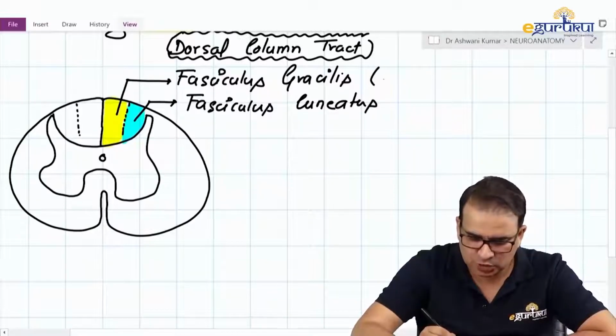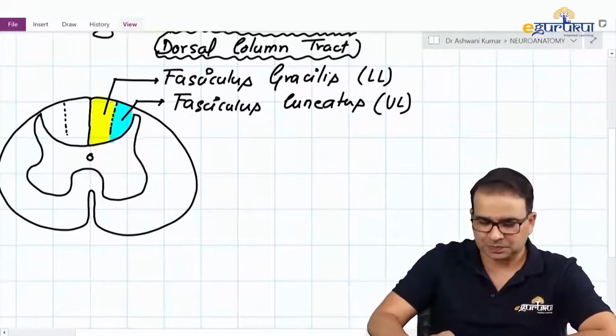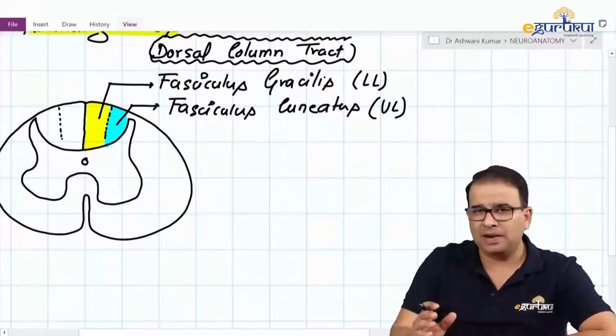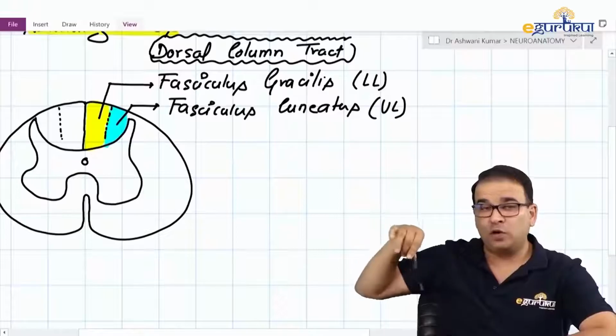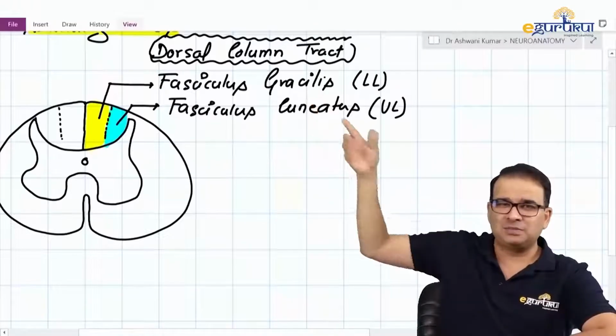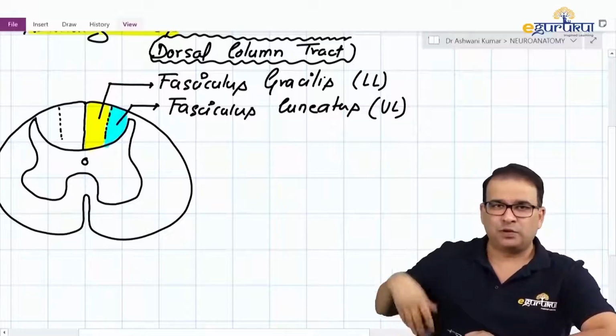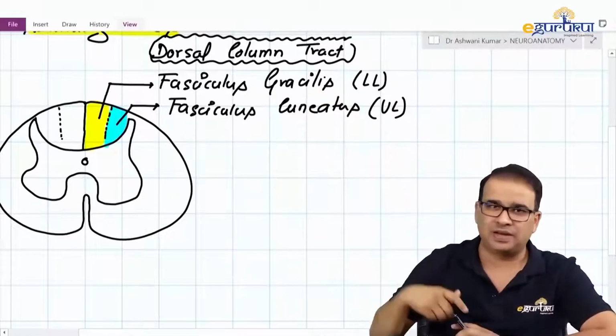Guys, gracilis are those fibers which are coming from the lower limb, and cuneatus fibers are coming from the upper limb. Gracilis from the lower limb and cuneatus from the upper limb. And the easy way to remember it, look at the term gracilis. Gracilis reminds you of lower limb, although it has nothing to do with that muscle. But we all know that gracilis muscle is a muscle of the lower limb. So from that you can remember that lower limb fibers are present in this bundle which is called fasciculus gracilis.